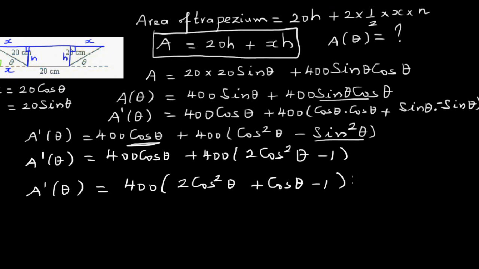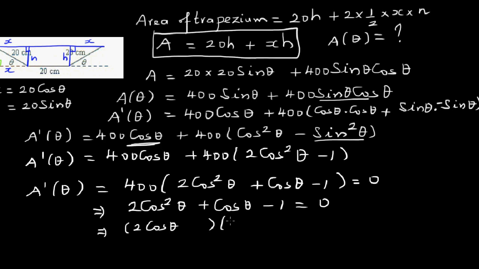For maximization, you have to set that equal to 0. So dividing both sides by 400, you are left with 2 cos squared theta plus cos theta minus 1 is equal to 0. This is a quadratic in terms of cos theta, so putting them in brackets, you start with 2 cos theta and cos theta, because I want 2 cos squared theta. Of course you have minus 1 here, so it has to be minus 1 and plus 1. Why? Because 2 cos theta minus cos theta is going to be cos theta. I hope you see.